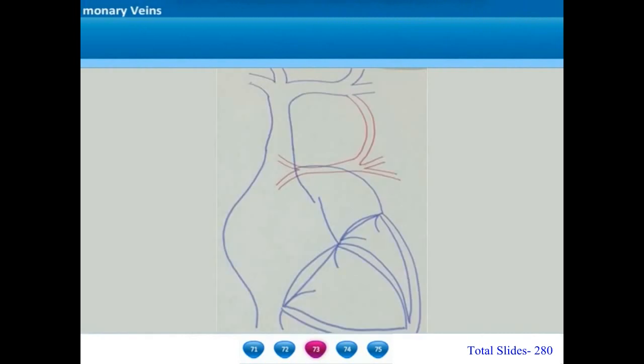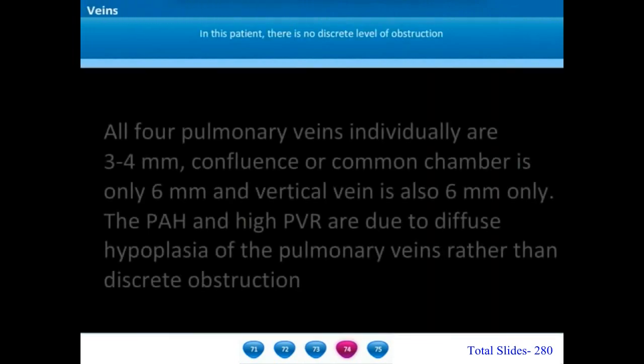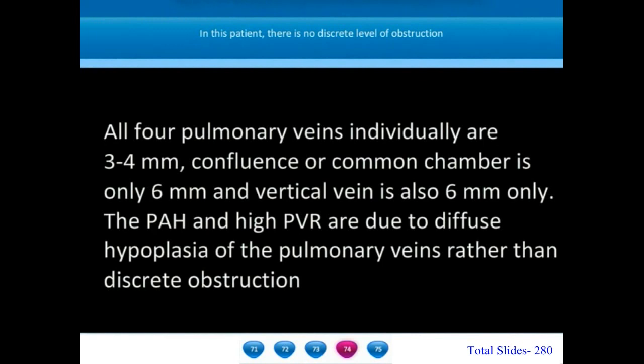On a cartoon example, we find that there is diffuse pulmonary vein, common chamber, and left vertical vein hypoplasia. All the structures are uniformly smaller. There is no discrete level of obstruction, but the entire pulmonary venous communications look small. We can't pinpoint any discrete area of obstruction. All the individual pulmonary veins are only about 3 to 4 millimeters. The common chamber and the left vertical vein are only about 6 millimeters. There is a diffuse hypoplasia of the pulmonary venous tree.